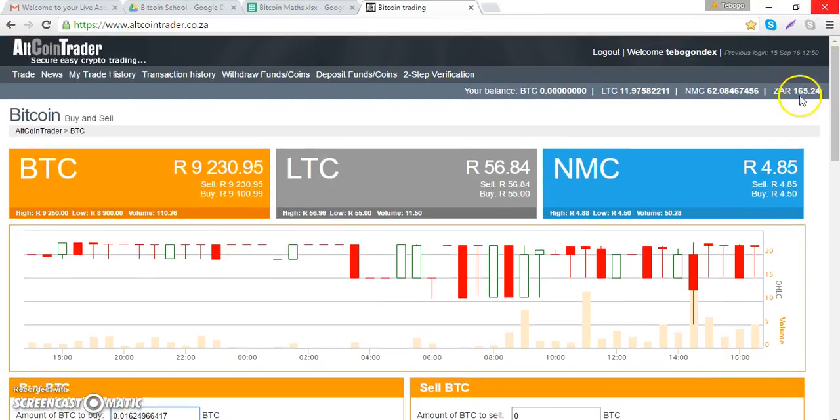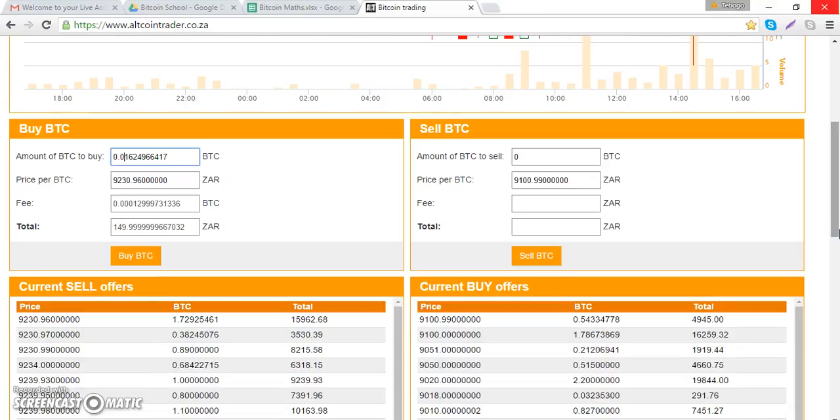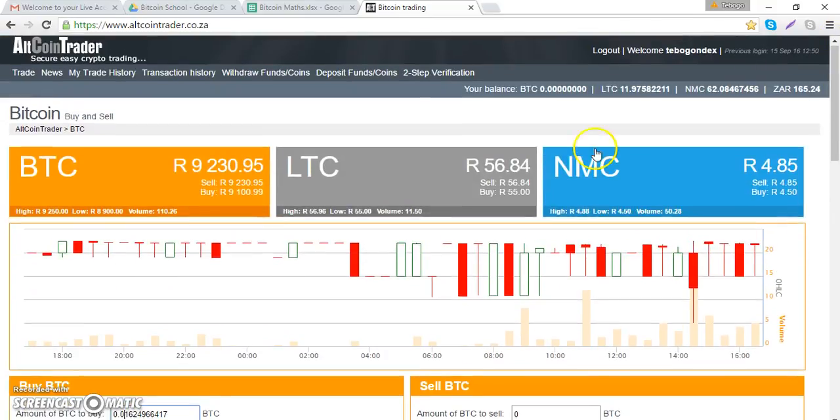So you will be having 150 here. In my case, I have 165. Also, just to show you from the amount I have, but what's gonna happen now is, now let's say you wanted to buy bitcoins for 150. There you have bitcoins for 150. But when you've bought your bitcoins for 150, they will come there.